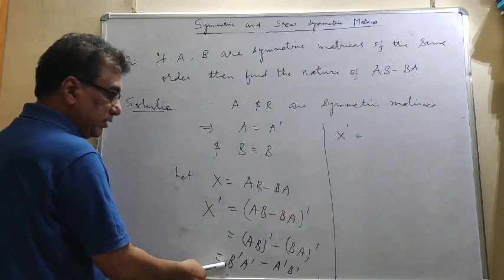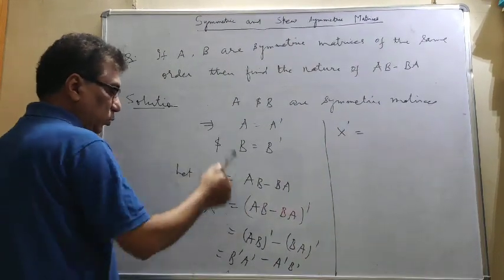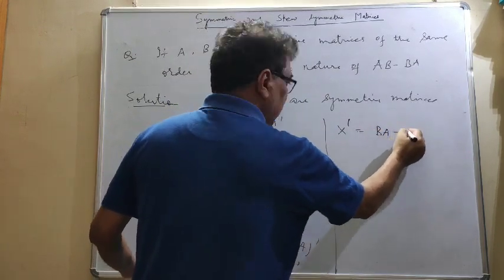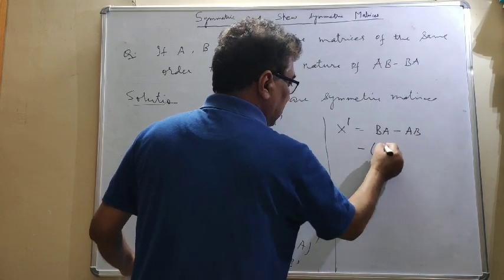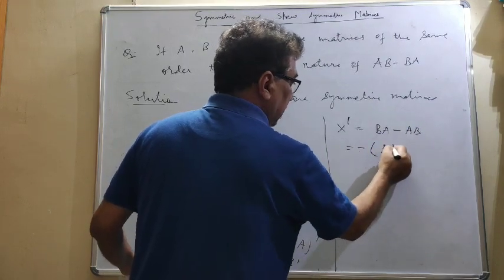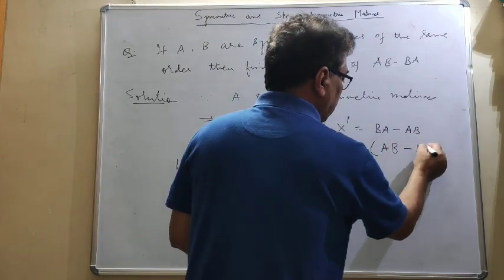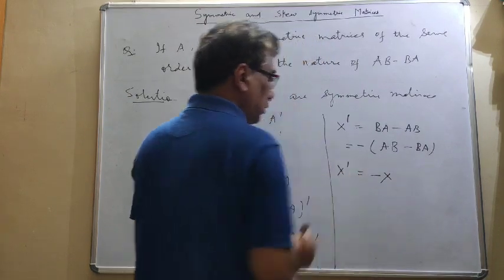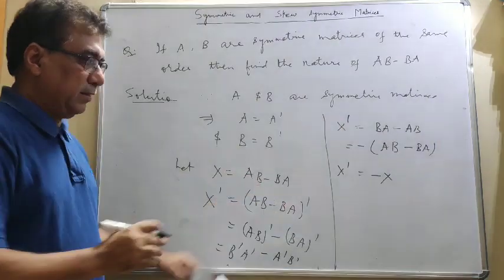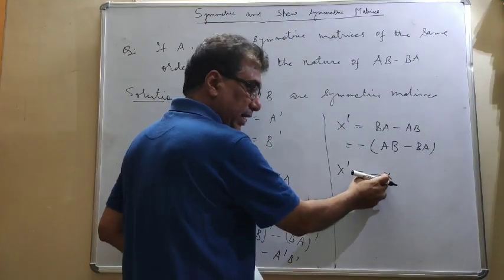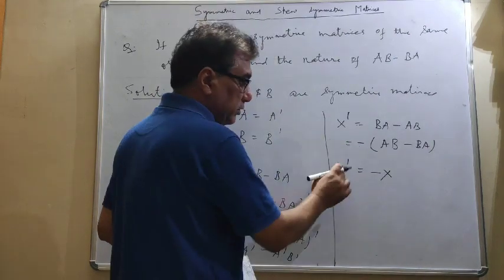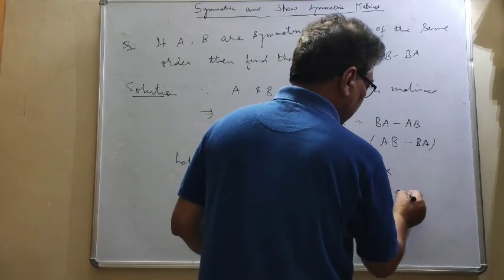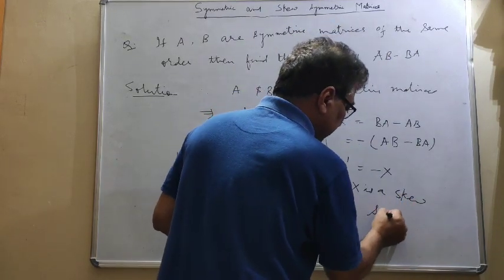Then let us apply the given condition: B dash is equal to B and A dash is equal to A. So the first part becomes BA and the second AB, and then this may be written as minus of (AB minus BA), which is equal to minus X. So what is the nature of X? X means AB minus BA. Since the transpose is the negative of the matrix, therefore X is a skew-symmetric matrix.